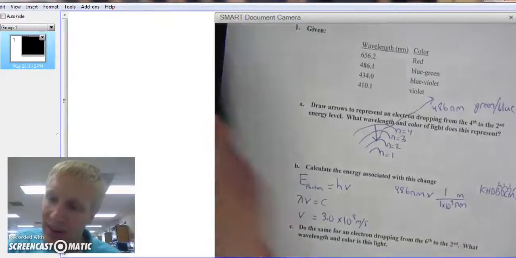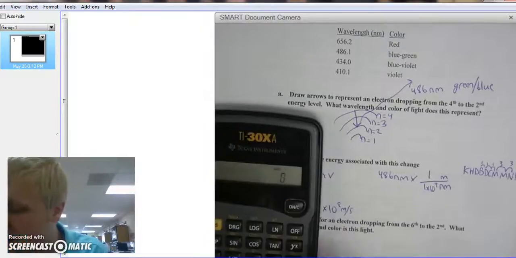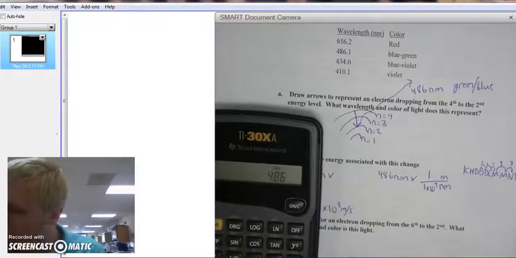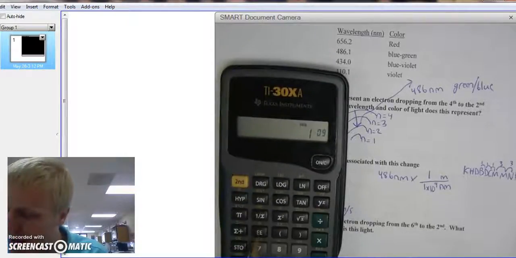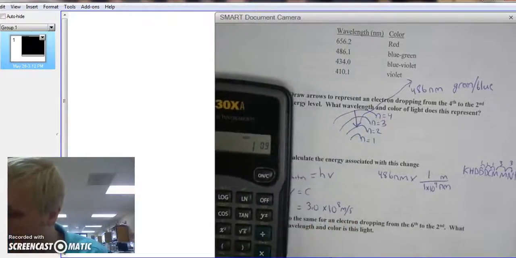So really, to solve this, it's going to be really helpful to pull out our calculator that we always bring to class. So it's really not that big of a deal. 486 divided by 1 E 9. E stands for times 10. And the E button is right here. It's actually called the EE button. So I just typed in 1 E 9. Stands for 1 times 10 to the 9th.